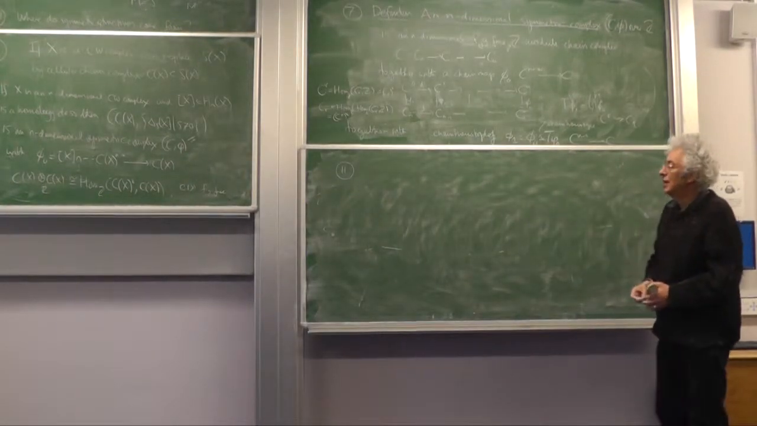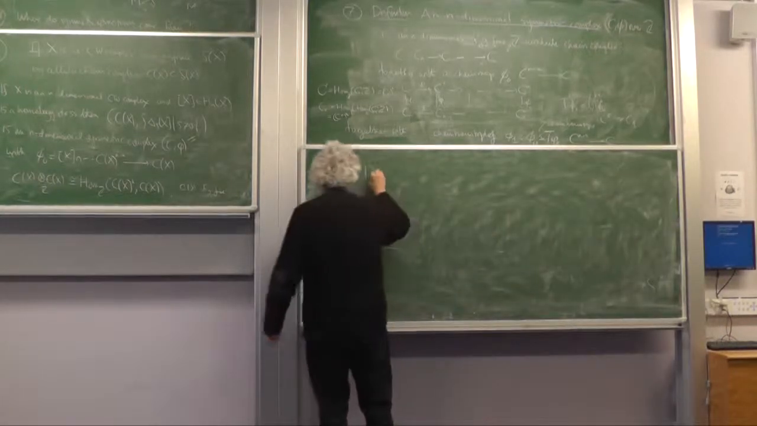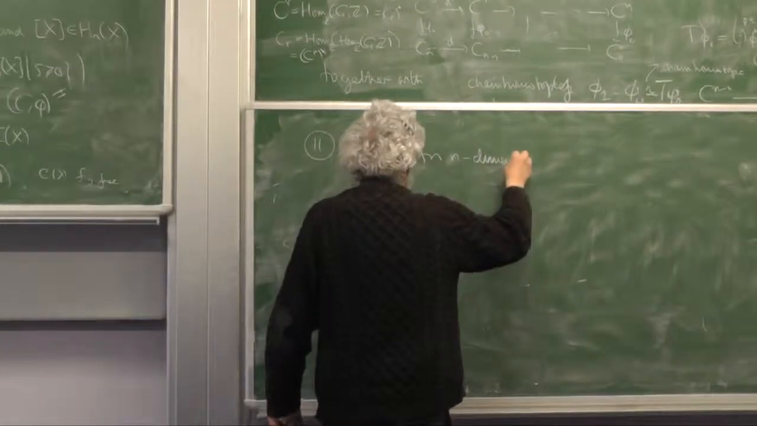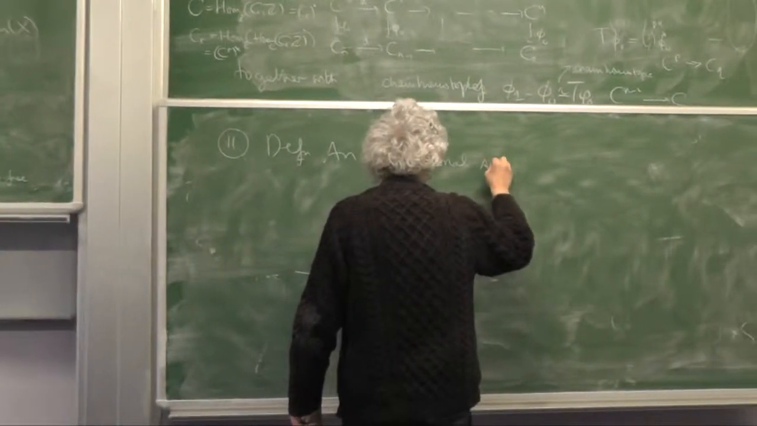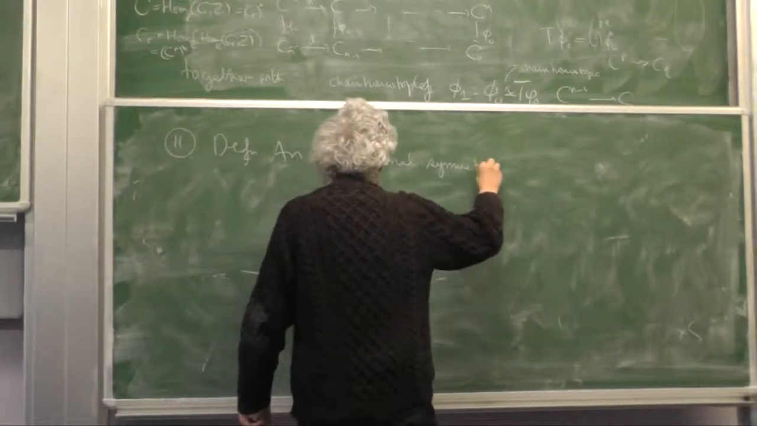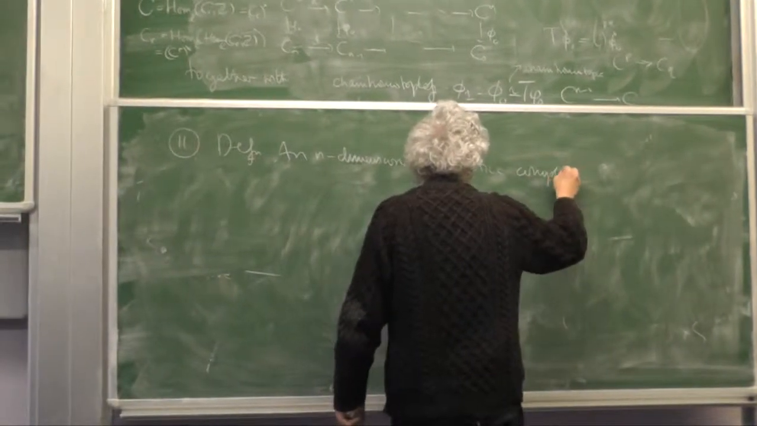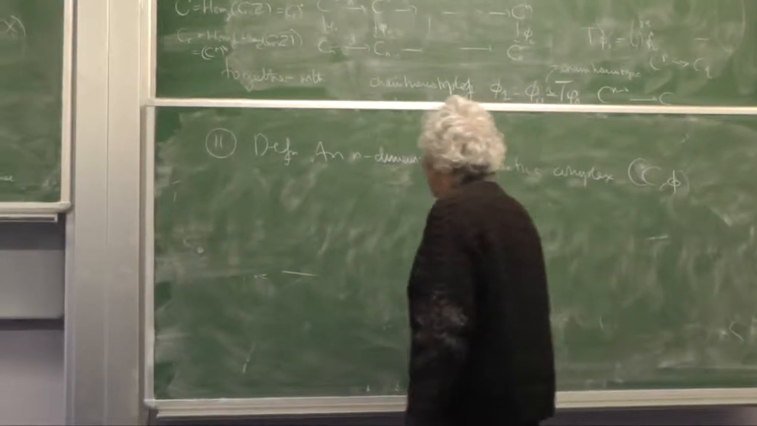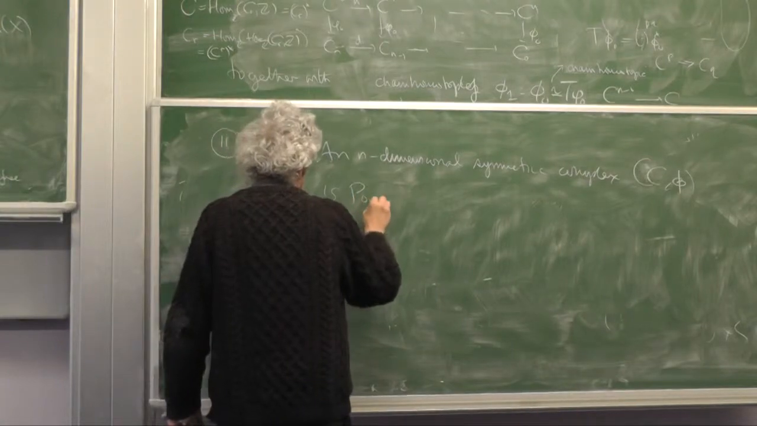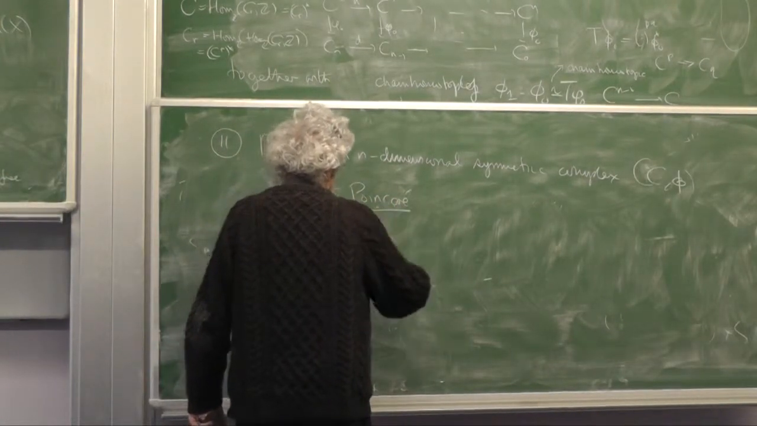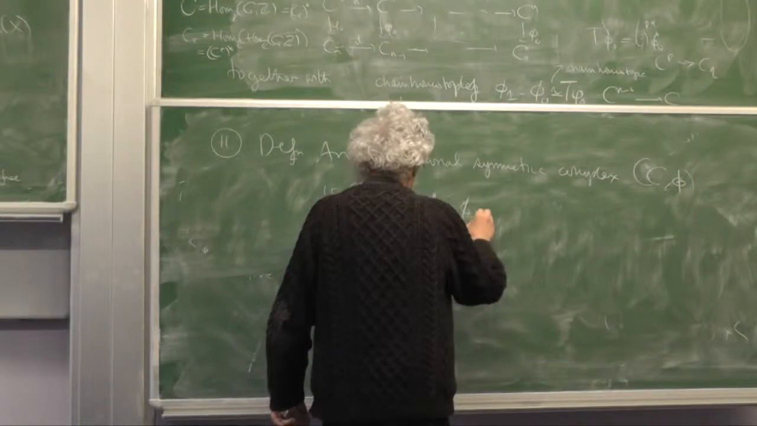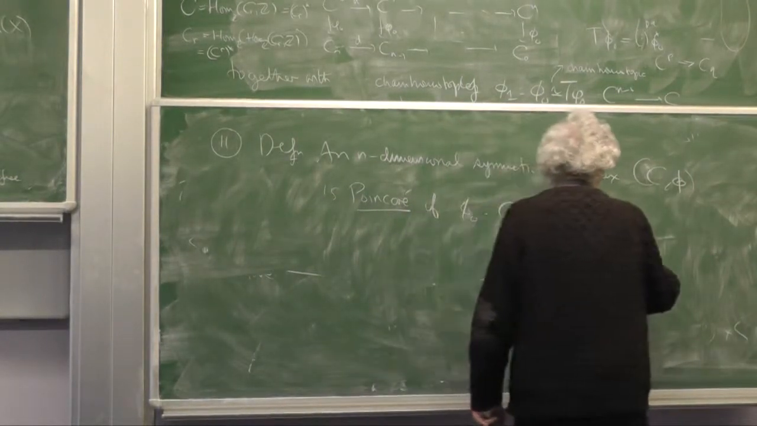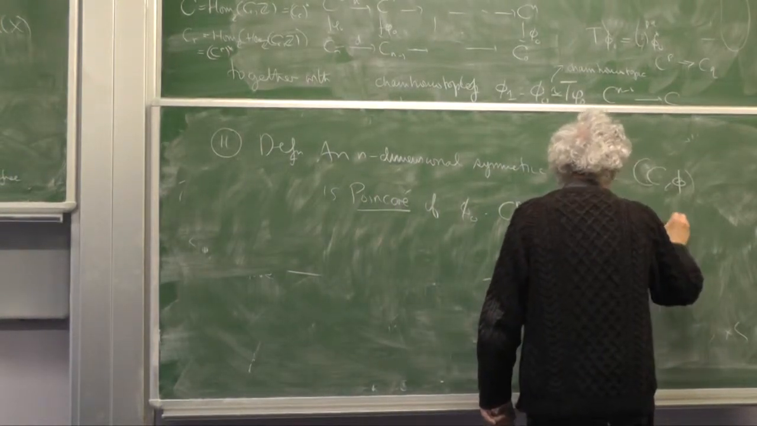Next, let's have another definition. An n-dimensional symmetric complex (C, φ) is Poincaré if φ₀ is a chain equivalence. So Poincaré duality.